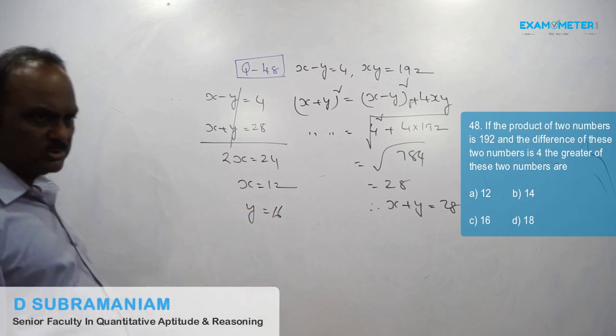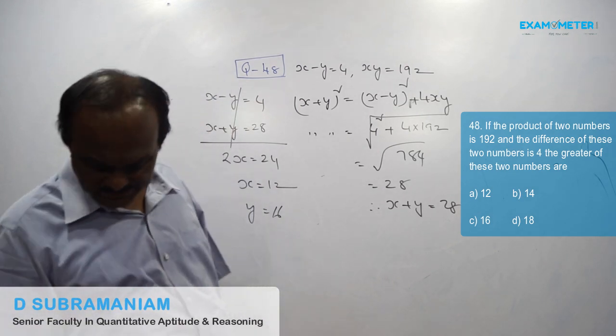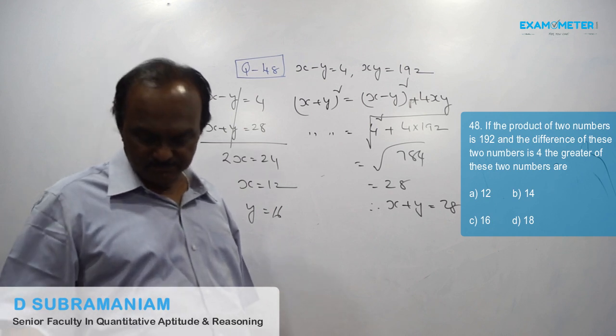So x value comes to 12, y value comes to 16. He is asking the greater number. So answer is 16, that is C.